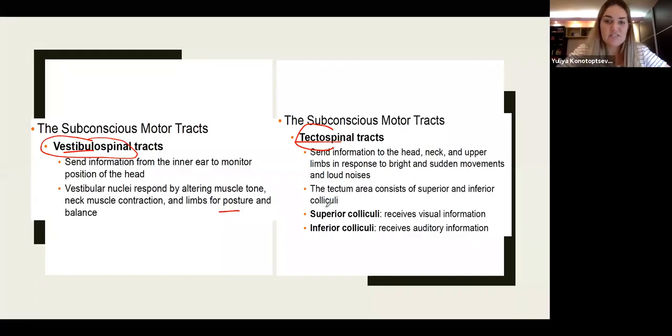Tectospinal tracts receive information from 2 areas, from the superior colliculus and inferior colliculus. We will talk about them in the anatomy a bit. Superior colliculi are responsible for visual information. Inferior colliculi are for the auditory.